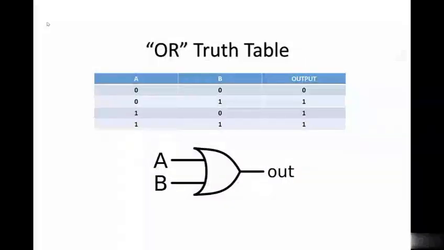So the final logical operator that we have is the OR operator. What the OR operator does is it gives us true if input A or input B are true. As we can see from the truth table, it gives us true if either one of A or B, or both of them, are true. So if B is true, you're going to get true. If A is true, you're going to get true. If A and B are both true, you're going to get true. But if they're both false, then you're going to get false.